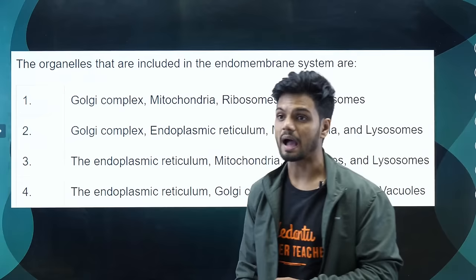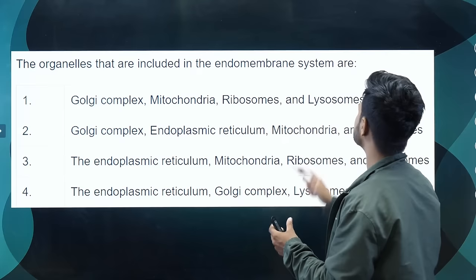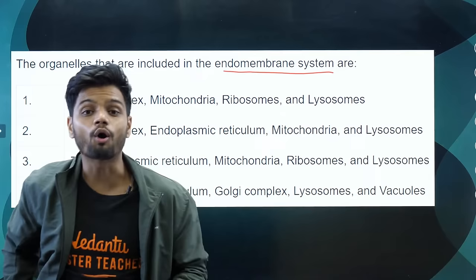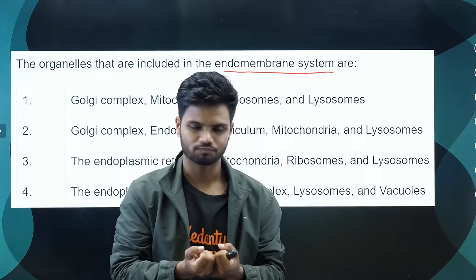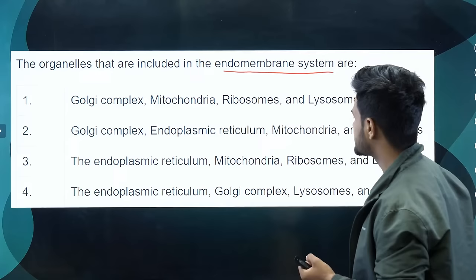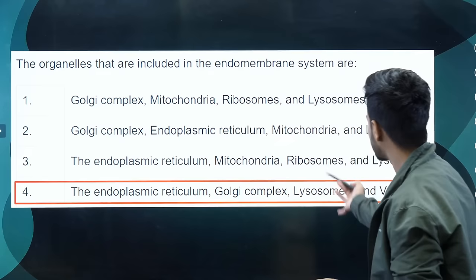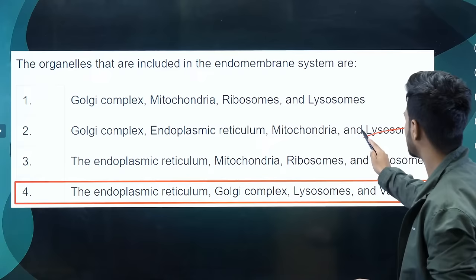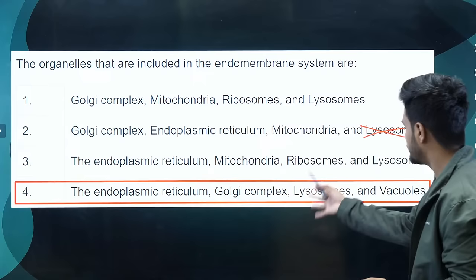Next question. The organelles that are included in the endomembrane system. Endomembrane system is a group of organelles which have a very common coordination. Example is going to be what? Endoplasmic reticulum, Golgi complex, lysosomes and vacuoles. Mitochondria do not come here. So, endoplasmic reticulum, Golgi complex, lysosomes.